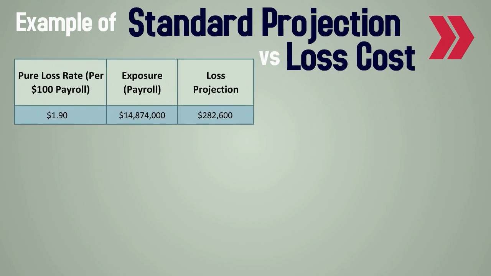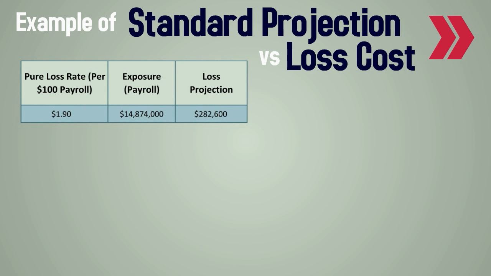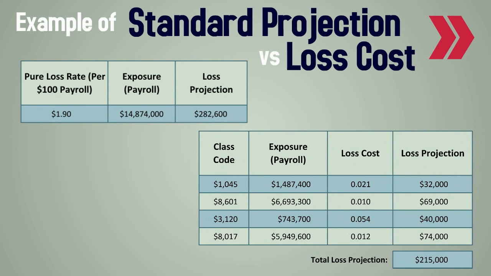Here we see a comparison of a loss projection using a pure loss rate and the total payroll exposure base versus a loss cost analysis where the payroll has been broken into the 4 class codes and a loss cost has been computed for each of those class codes, and then a loss projection for each class code and a total loss projection is generated in the loss cost analysis. Because the risk is examined more granularly in the second example where we're using loss costs, it is more accurate.